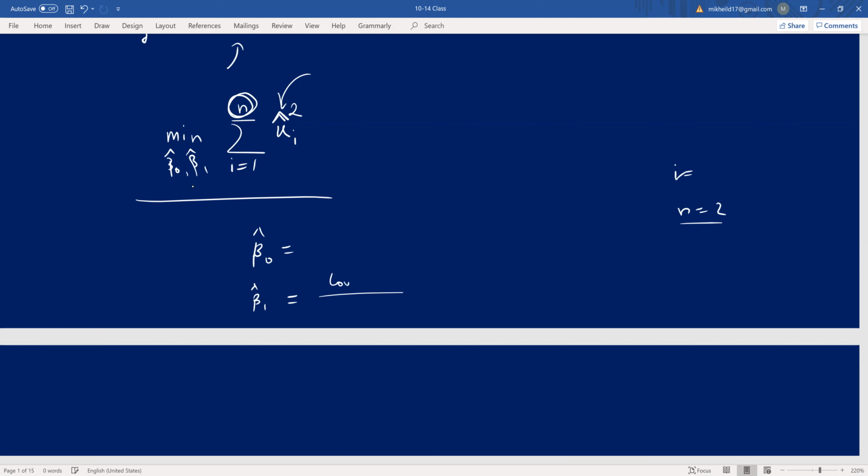That's covariance between y and x divided by variance of x. And once you have beta hat 1, then you can calculate beta hat 0, how? Y bar minus beta hat 1 times x bar.